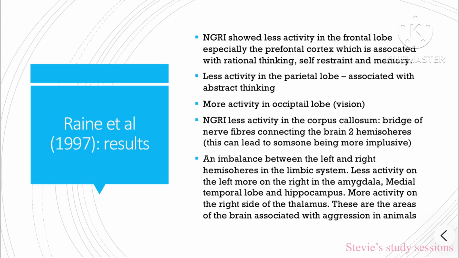An imbalance between the left and the right hemispheres in the limbic system. Less activity on the left side of the amygdala, more on the right side of the amygdala. The medial temporal lobe and the hippocampus. More activity on the right side of the thalamus. These areas are associated with aggression in animals.